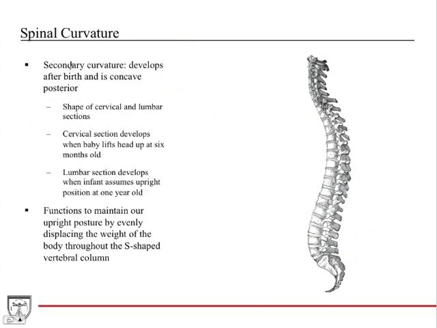All right, so now we have the secondary curvatures, which, as I was talking about on the previous slide, develop after birth, okay? And they're concave posterior. So what does that mean? If this is anterior and posterior, this is concave posterior. And this is the shape of the fully developed cervical and lumbar sections. So you can see they have that concave posterior shape.